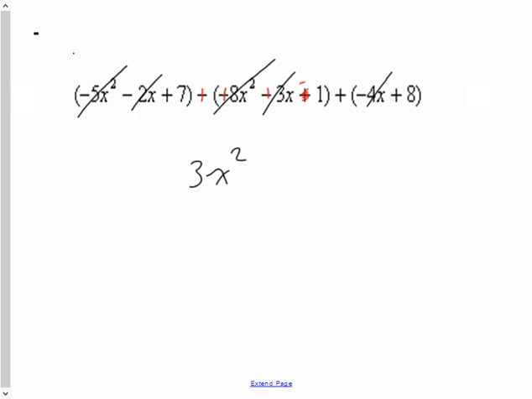And a positive x and a negative 4x is going to be a negative 3x when you gather them. And a positive 7 and a positive 8 make a positive 15. Take away 1 is a positive 14.